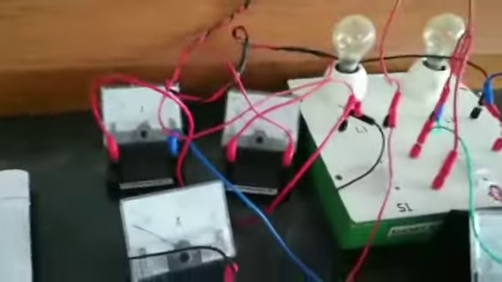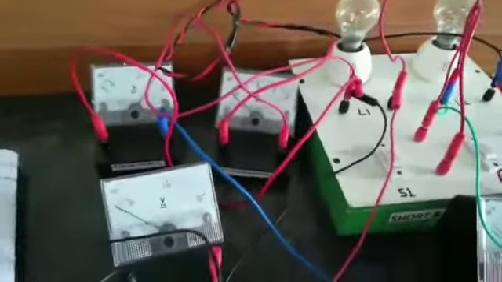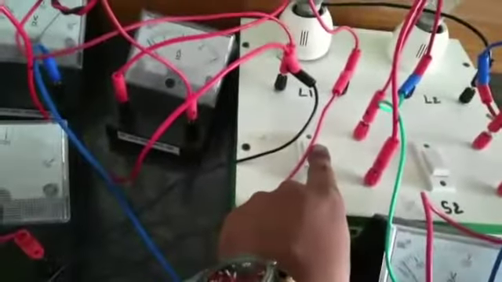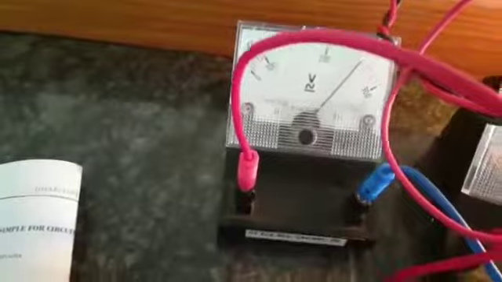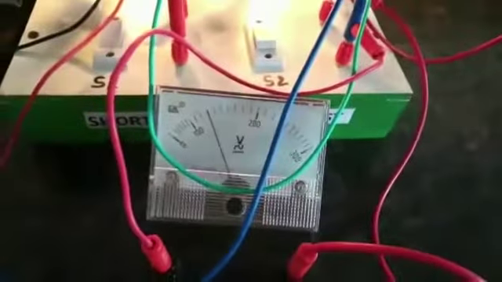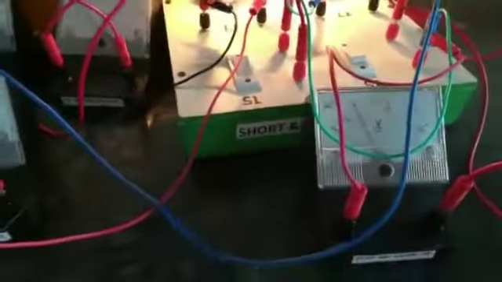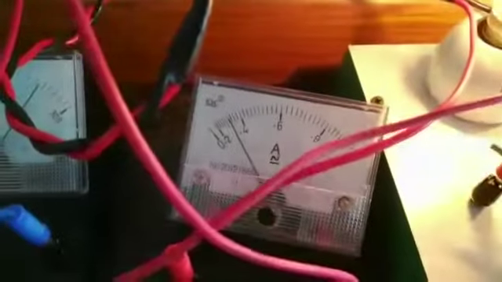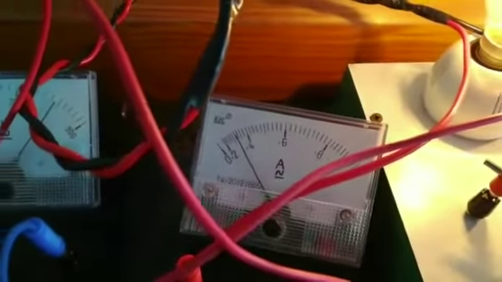Initially we connect as per the circuit diagram. Keeping switch 1 closed and switch 2 open, the normal circuit current will flow. You can observe the voltage, 230 volts. It is divided across the two voltmeters, 120 and 120, almost 230. The total 230 is shared by the two bulbs, and the current is almost 0.31. This is for the normal circuit.